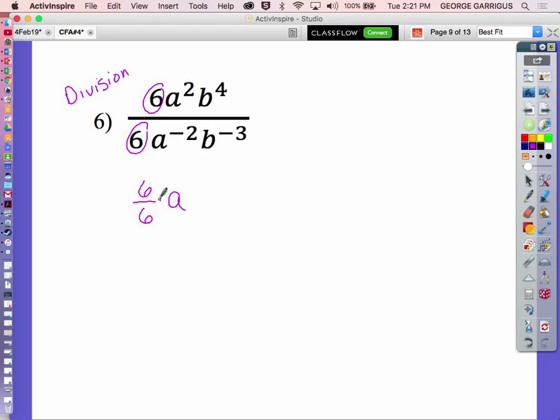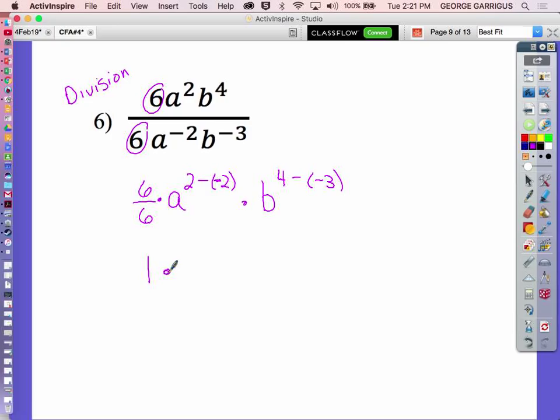Now when we look at a, we have 2 minus a negative 2. We're going to end up with 2 minuses. And b, 4 minus negative 3. We're subtracting, but there are also negatives in the exponents, and that's okay. We know 6 divided by 6 is 1.